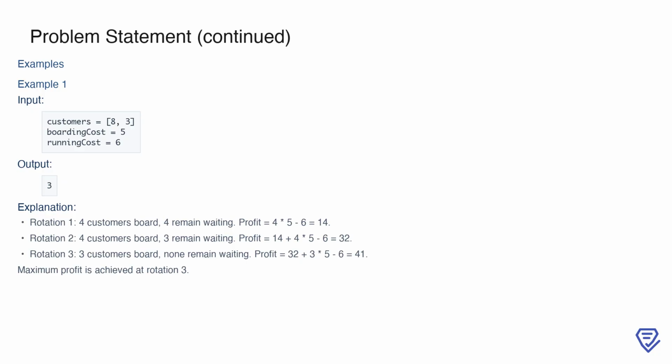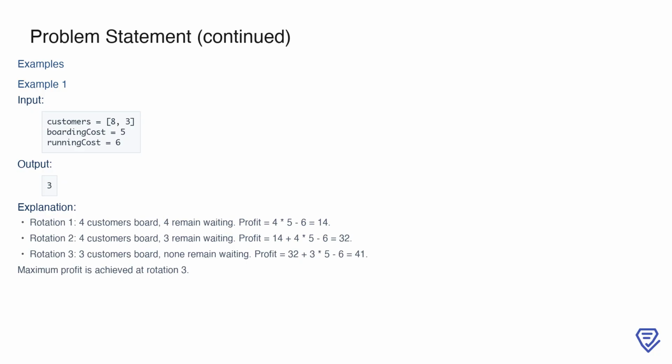In the first example, we are given customers equals 8, 3, boarding cost equals 5, and running cost equals 6. On the first rotation, 4 of the 8 waiting customers board the wheel, leaving 4 still waiting. The profit for this rotation is calculated as 4 times the boarding cost, which is 20, minus the running cost of 6, resulting in a profit of 14.